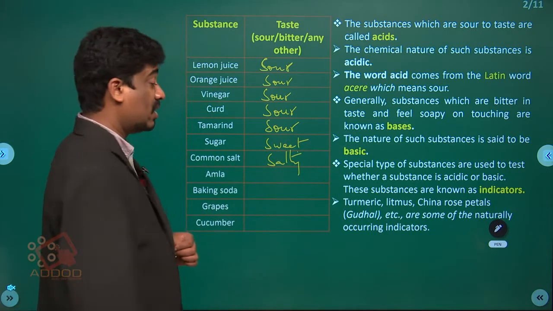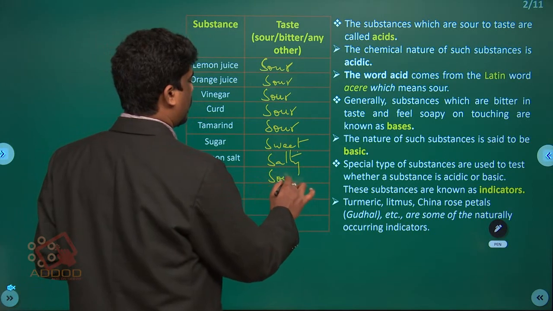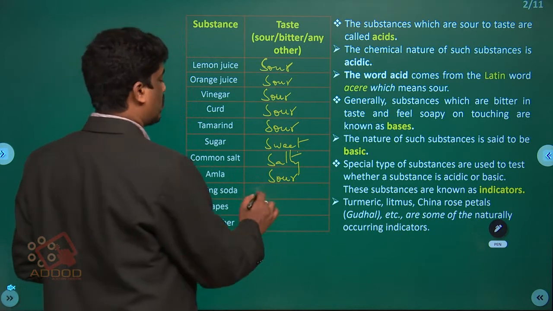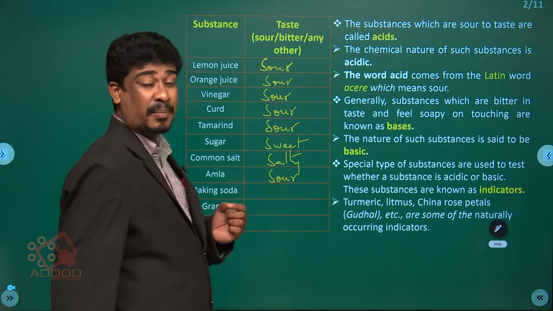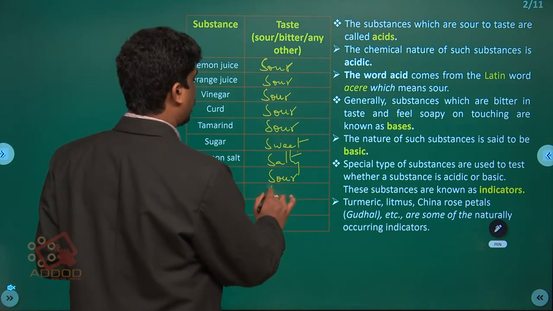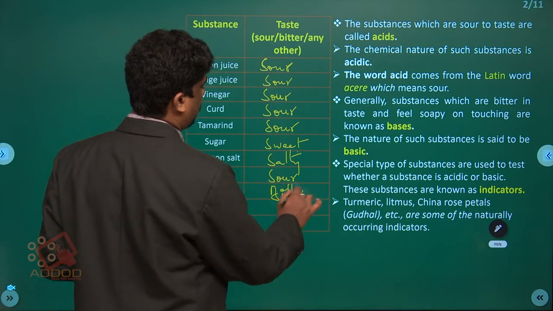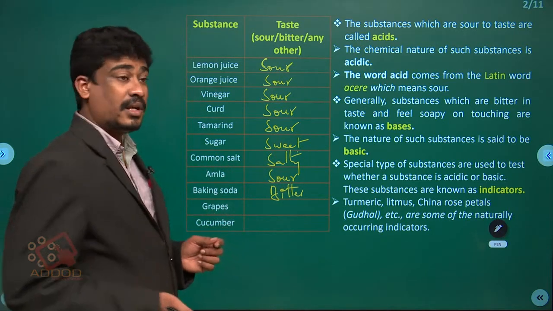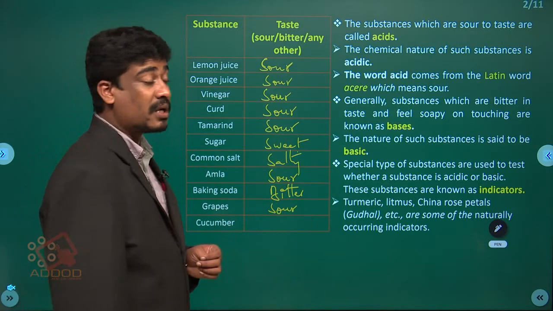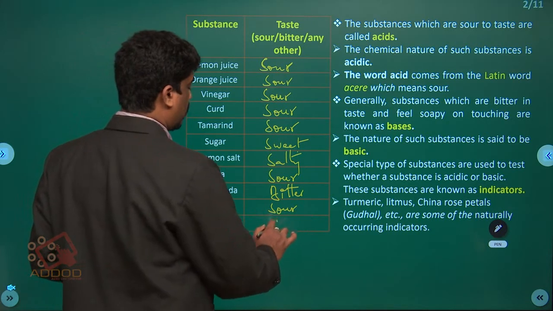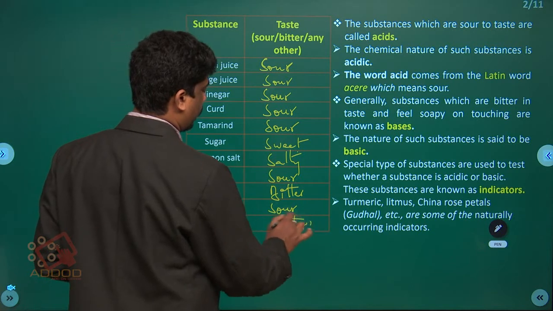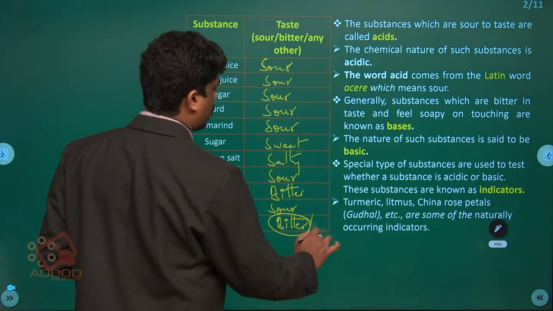And amla, which you can test, and the taste will be sour. And baking soda, we cannot test it, but if you test a little amount, a little crystal, then it will be bitter in taste. And grapes are also sour in taste. Cucumber is sweet, or sometimes bitter in taste, sometimes a sour taste.